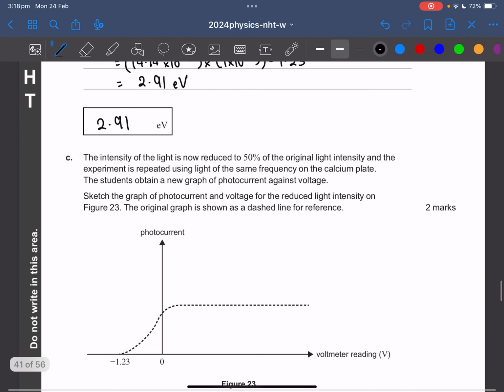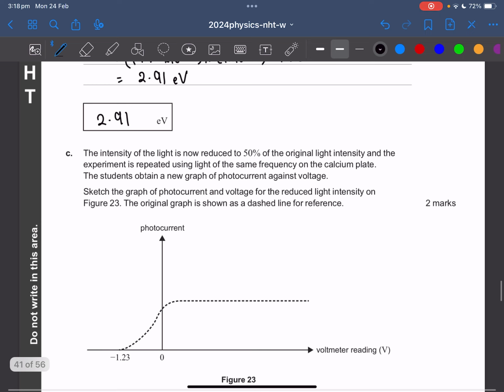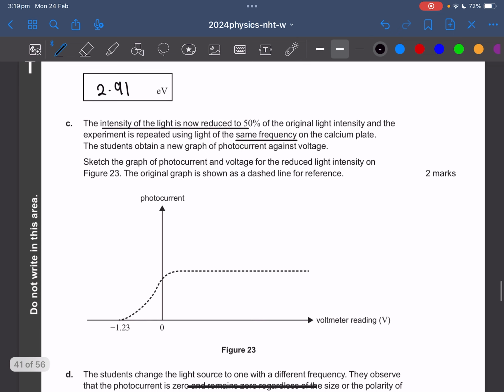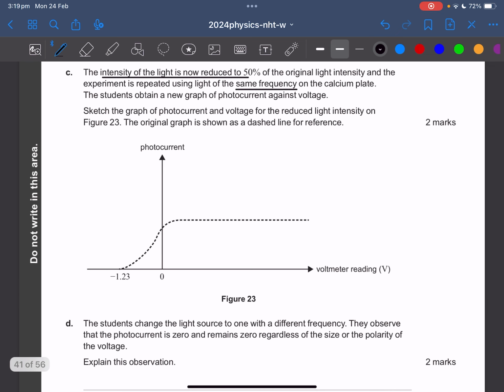Alright. The intensity of the light is now reduced to 50% of the original light intensity, and the experiment is repeated using light of the same frequency on the calcium plate. So the intensity is now reduced. Same frequency. The students obtain a new graph of photocurrent against voltage. Sketch the graph of the photocurrent and voltage for the reduced light intensity on figure 23. Okay, so since the intensity is now reduced to 50%, our new graph would look something like this.